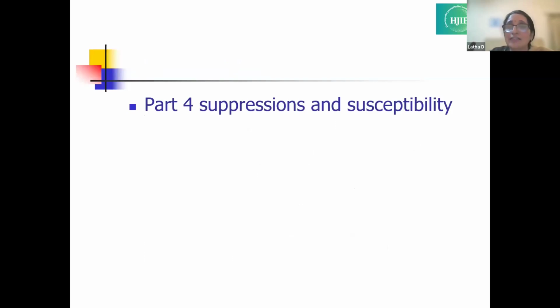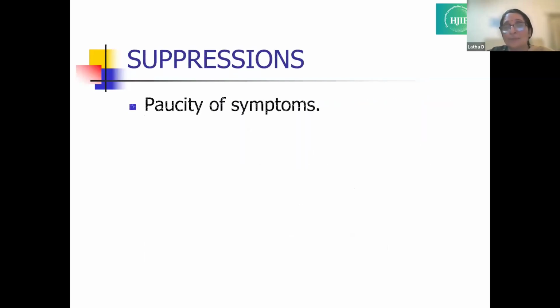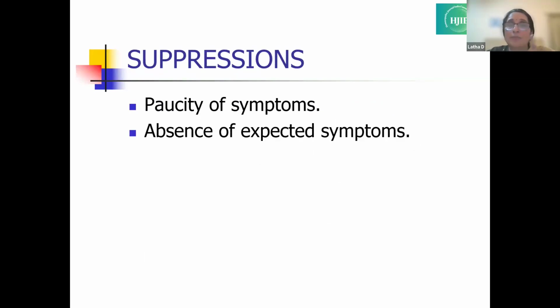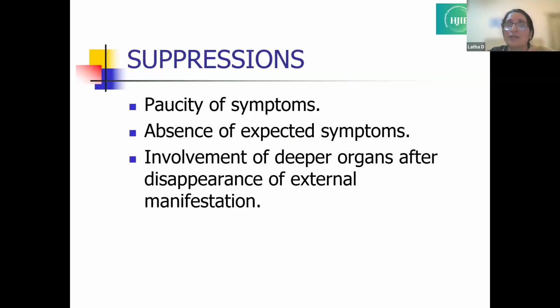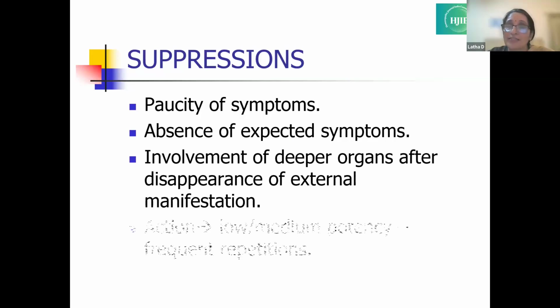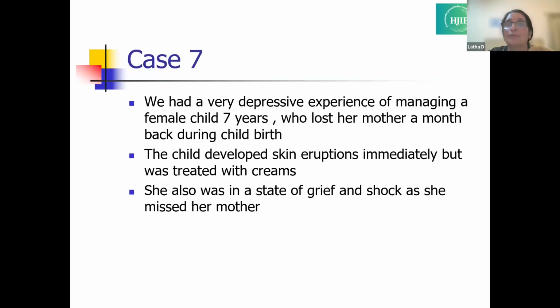Now, there is the last part, suppressions and susceptibility. What happens here? Let me explain this. Suppression is very difficult for us to pick up easily, but we have to be cautious and very alert, especially post-COVID. There is paucity of symptoms, absence of expected symptoms, involvement of deeper organs after disappearance of external manifestations.